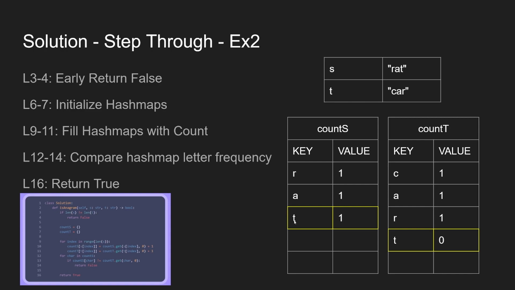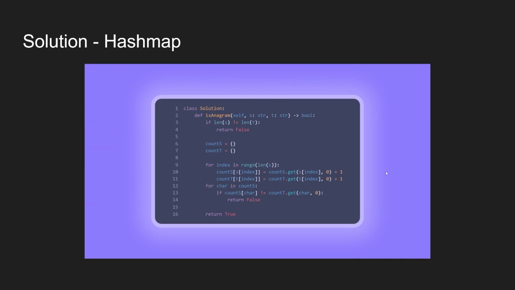And now, when we try to find T, which is a value of 1 in S, we look for T in count T. And because there's no T found, it creates a 0. So 1 does not equal 0. So it triggers the return function of returning false. So the end result, the output, is that that is not a valid anagram of car. So this is the solution in full.